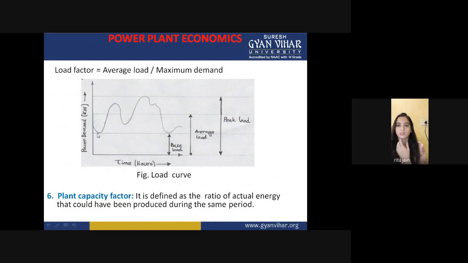After this, the demand is decreasing. After a little time, it is gradually increasing at this point. After this, it is also decreasing. After this, it is increasing. So this is your maximum demand.